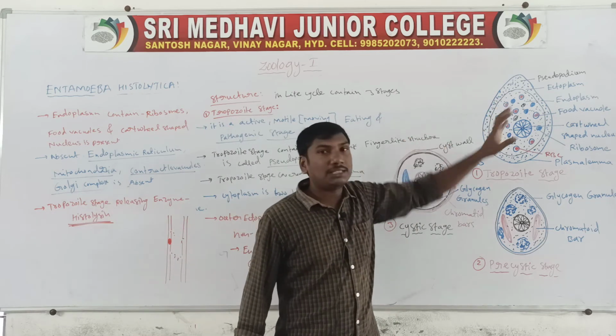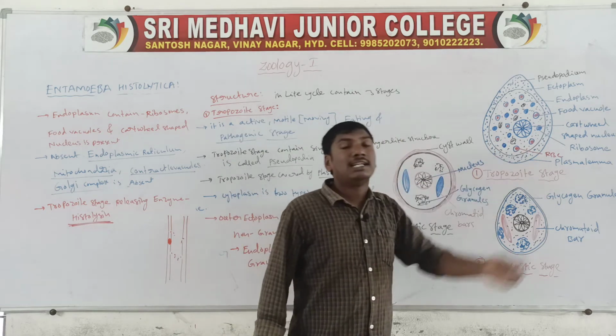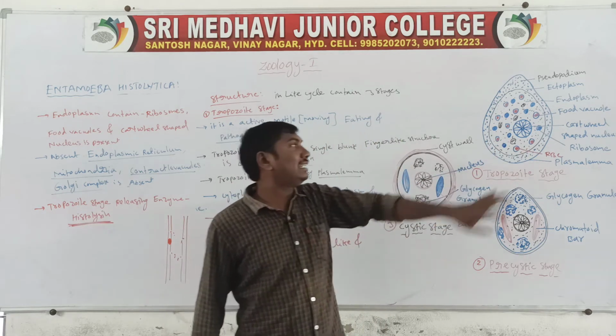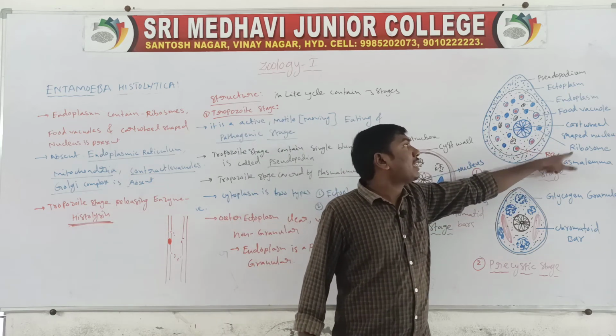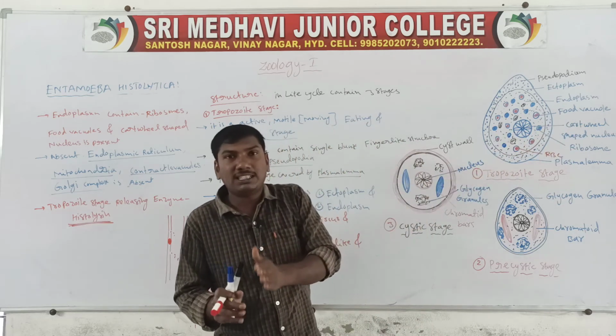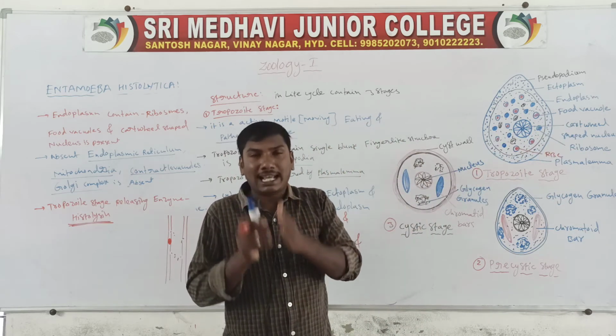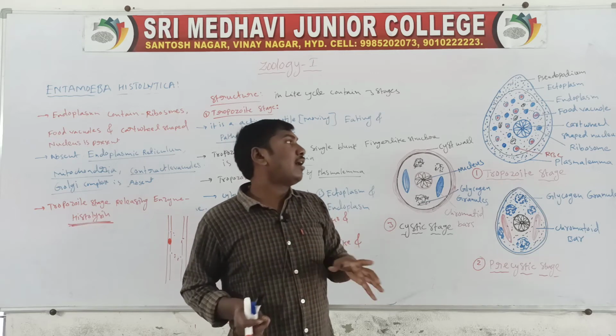The outer ectoplasm is clear and non-granular. The inner endoplasm is fluid-like and granular. It contains ribosomes, food vacuoles, and a cartwheel-shaped nucleus. The Golgi complex, lysosomes, and mitochondria are absent, and the contractile vacuoles are absent.